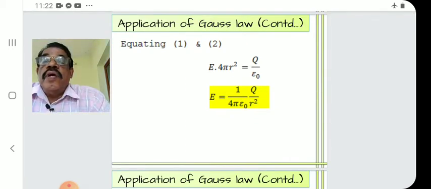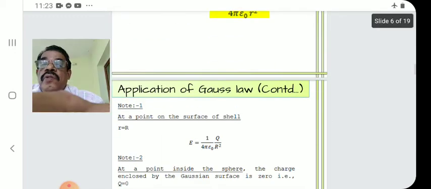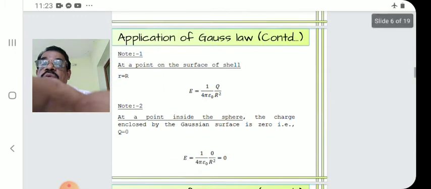E into 4 pi r square is equal to q by epsilon 0. E is 1 by 4 pi epsilon 0 q by r square. This is the field produced by a charged spherical conductor. Now it has two particular cases.